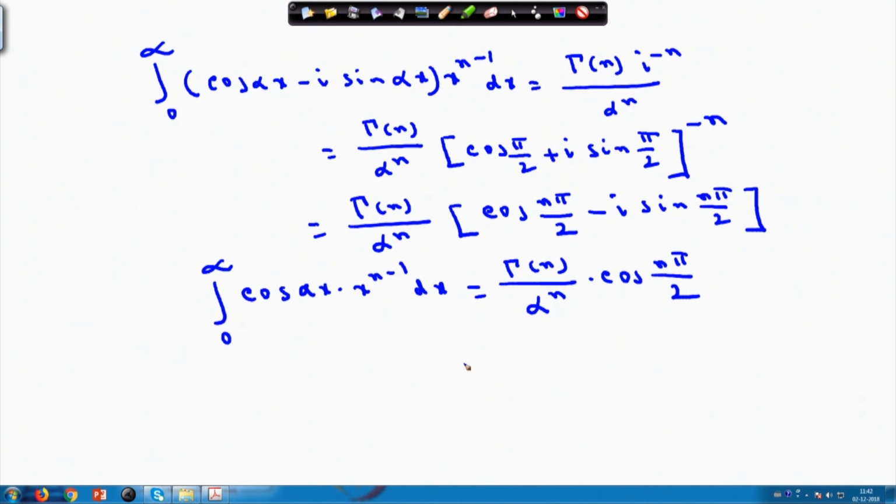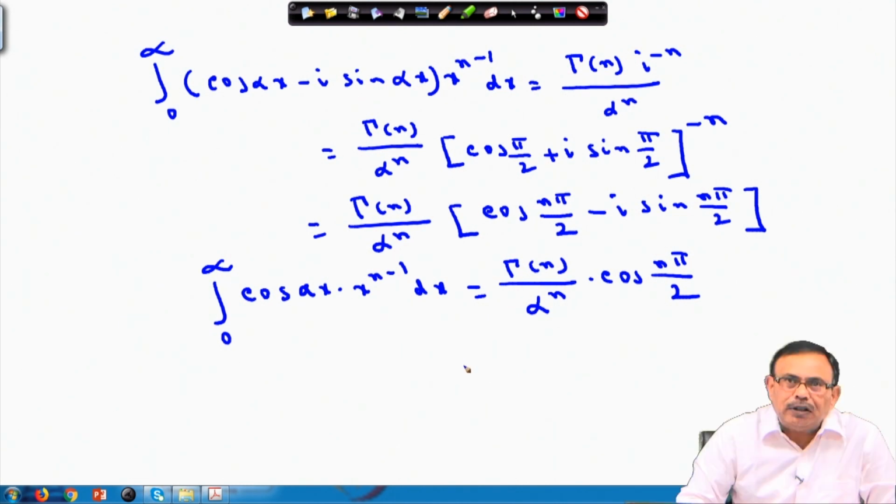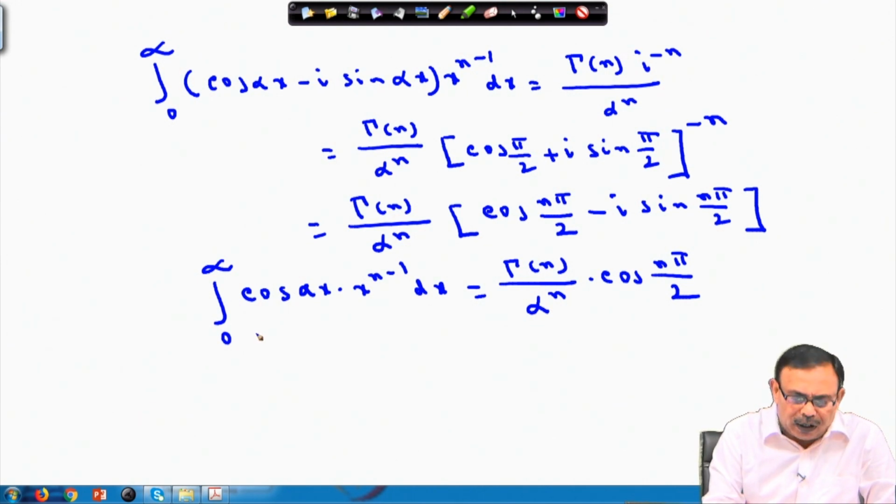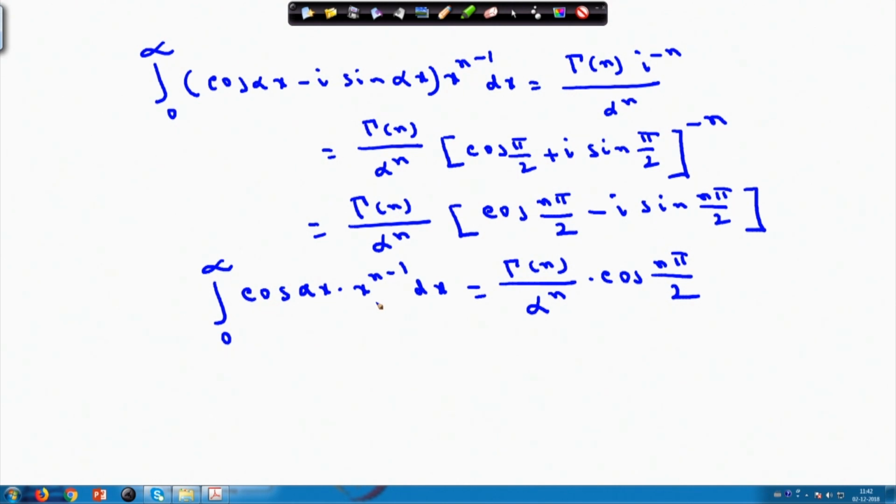So this is the beauty of this particular example, that it is not that I have to evaluate the integral in the classical method, but I am using some integral whose value is known to me from the gamma function, and from the gamma function the e power part I am using, which I am breaking in terms of cos and sin, and ultimately by equating the real part I am getting the value of the given integral. So the first part is over, that is the integral from 0 to infinity of cos of alpha x into x to the power n minus 1 dx equals gamma n into this.